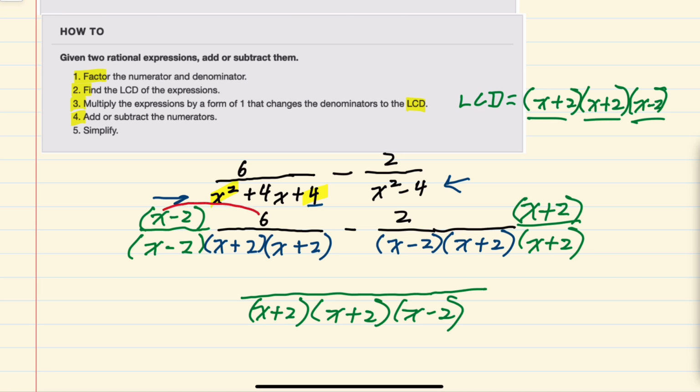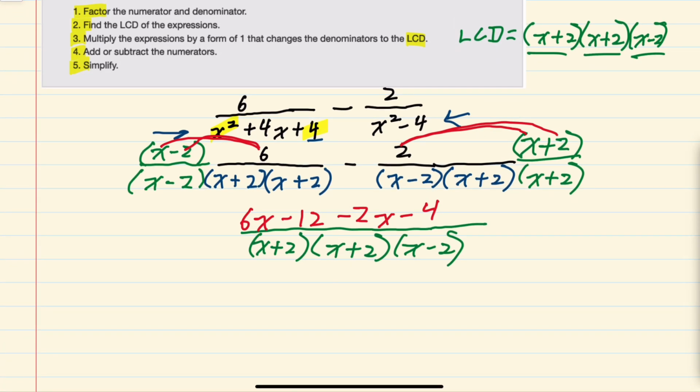Distributing the 6 times the x would give me a 6x. 6 times the minus 2, a minus 12. On the right-hand side, I'm distributing a negative 2 times x, a negative 2x, and a negative 2 times 2, a negative 4. Continuing to simplify, I have some like terms that I can combine in the numerator. 6x minus 2x would give me a 4x, and then minus 12 minus 4, a minus 16. And I still have that lowest common denominator in its factored form.